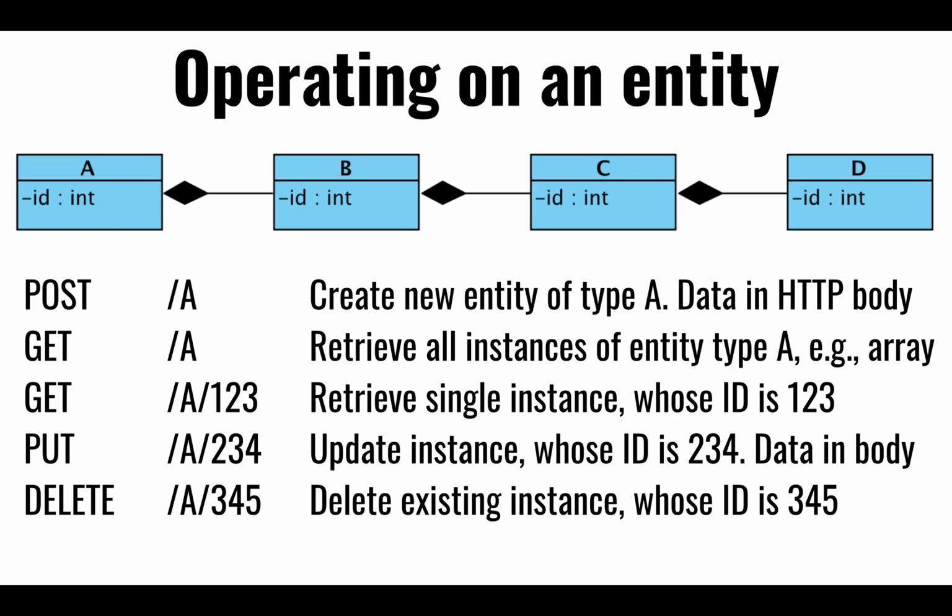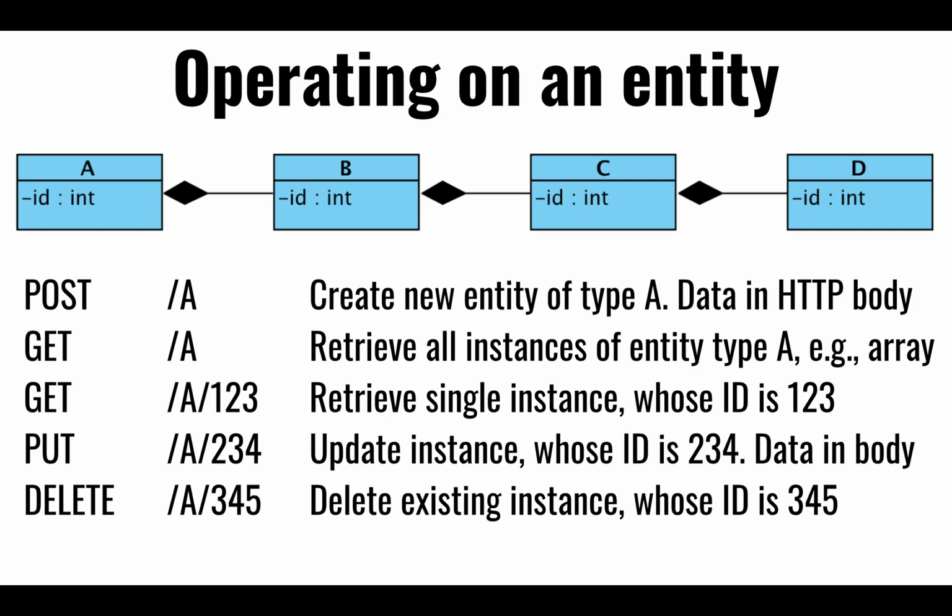Get doesn't have a body. I know a lot of you are going to try and send up a body using a get. It's not going to work. So put, updating an existing record. And finally, delete is the same thing, /A/345, meaning I'm removing this particular instance from the set of records.